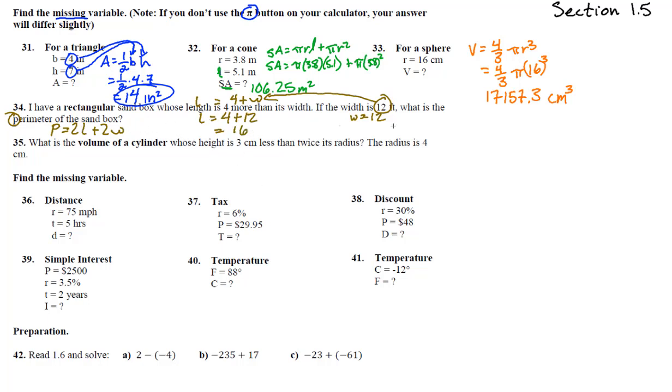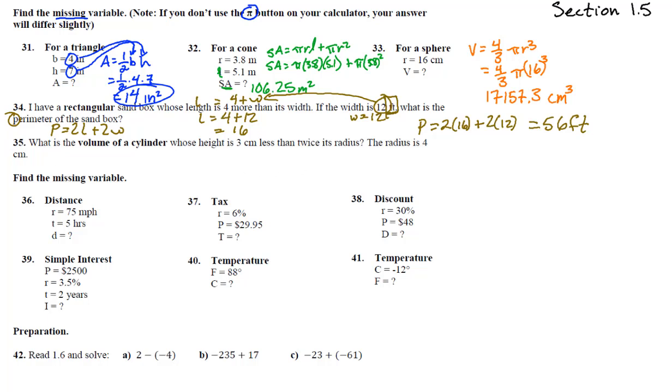Now we can stick everything in here. The perimeter is 2 lengths, 2 16ths, plus 2 widths, which are 12, and that's going to equal 2 times 16 is 32, 2 times 12 is 24, 32 plus 24 is 56, and what's our unit here? Feet. There it is, feet, 56 feet.